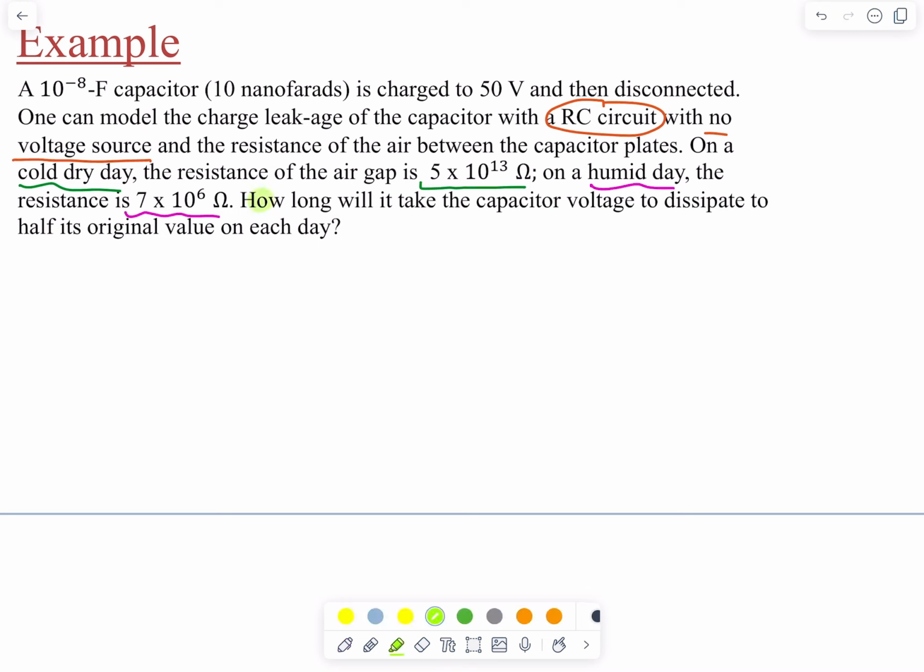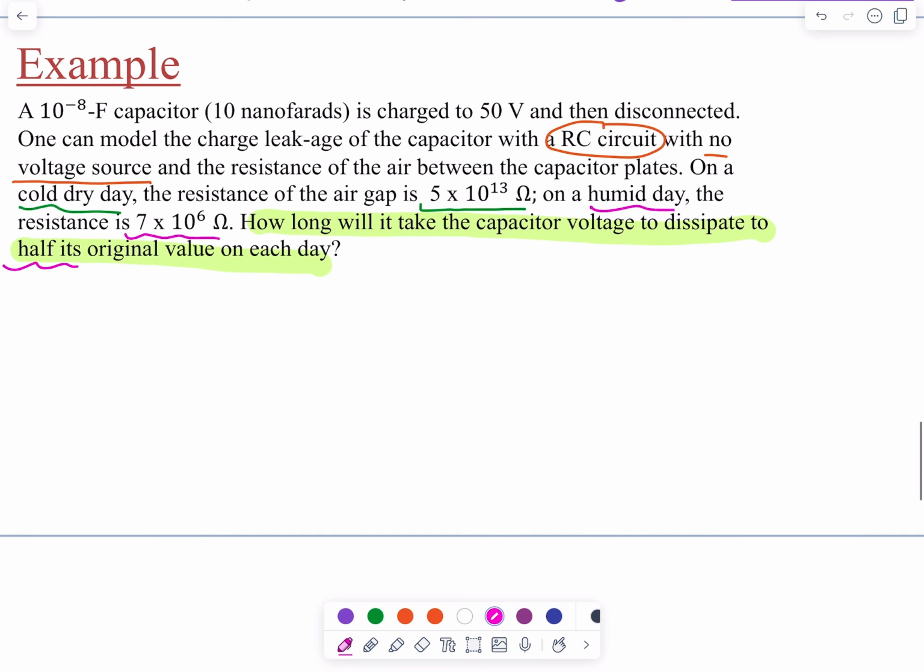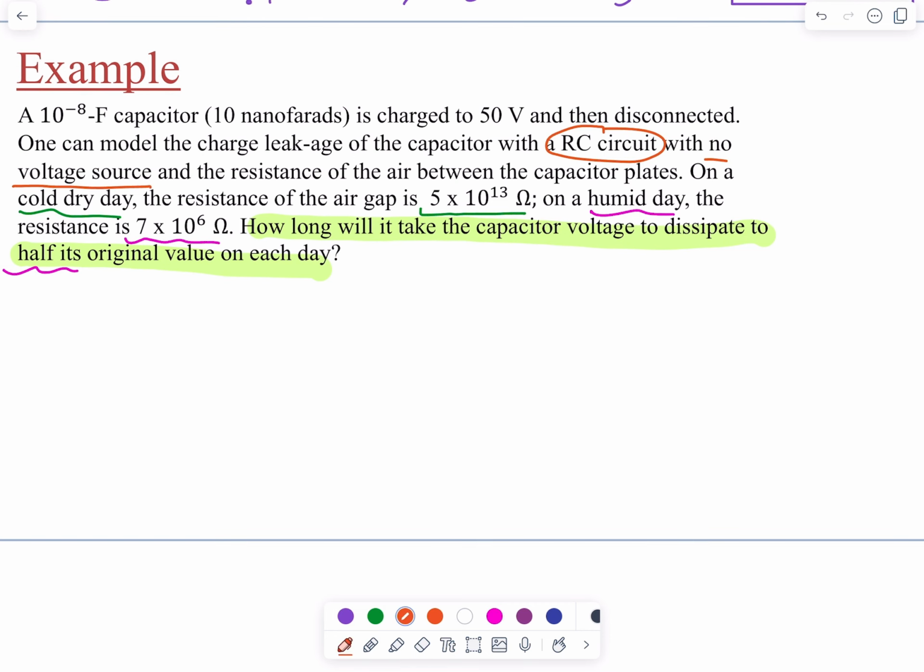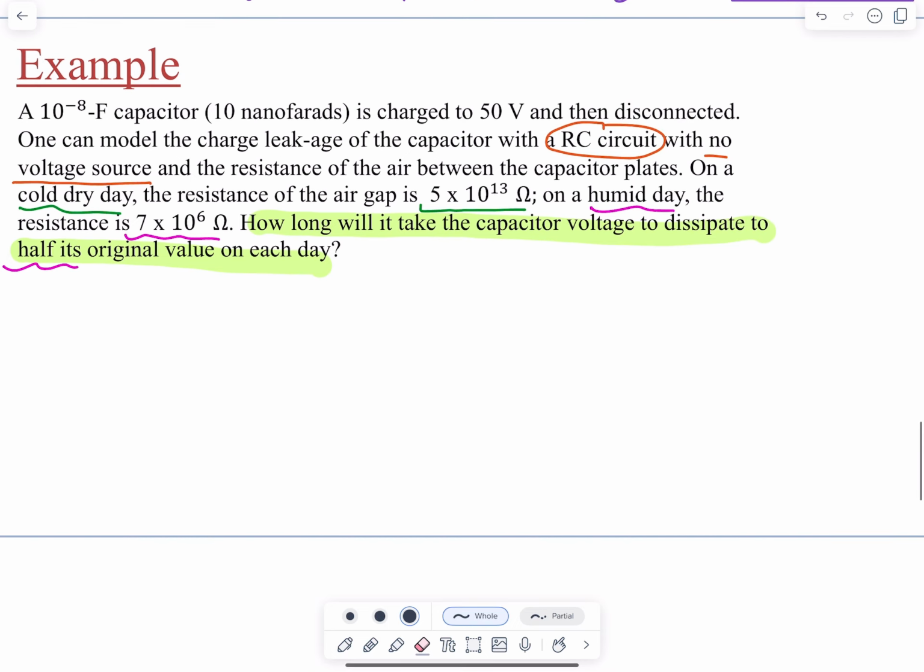How long will it take the capacitor voltage to dissipate to half of its original value on each day? Okay, so let's go ahead and write this down on our cold day. Well, we have it highlighted up there. I won't write that. We're able to find those, each one of those, and we will work these separately.